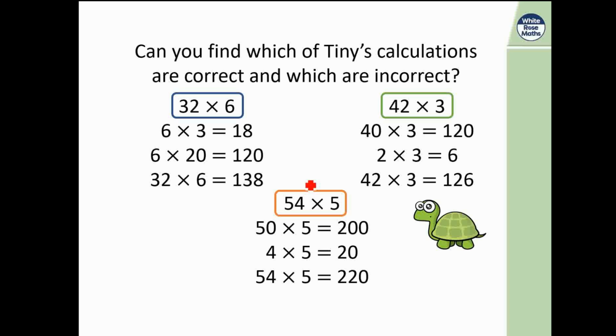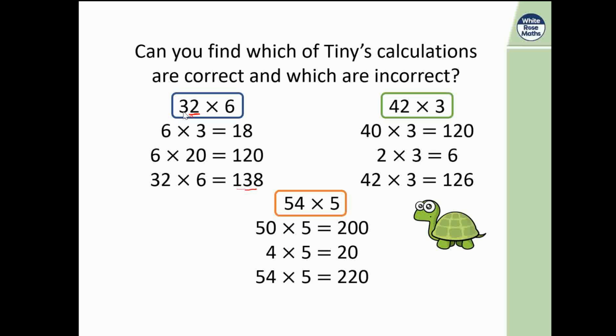Can you find which of Tiny's calculations are correct and which are incorrect? Okay, let's have a look at this first one. 32 times 6, and this is his calculation. He's done 6 times 3, so he's timesed this 3 here by 6 to make 18. Then he's done 6 times 20, and I think it's because he's timesing this number here to make 120. Then he's added them together to make 138, which is that correct?